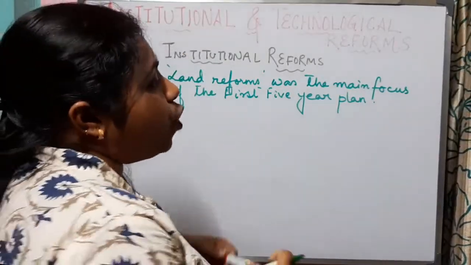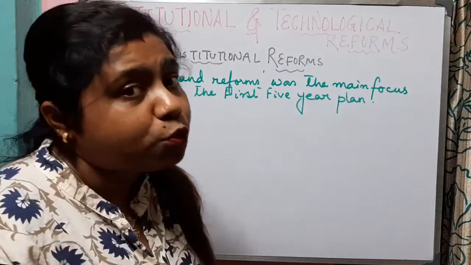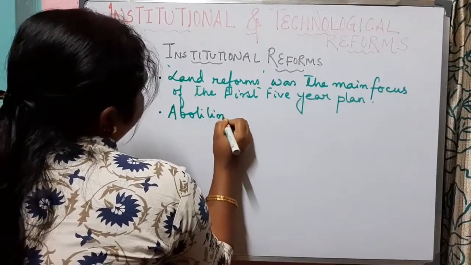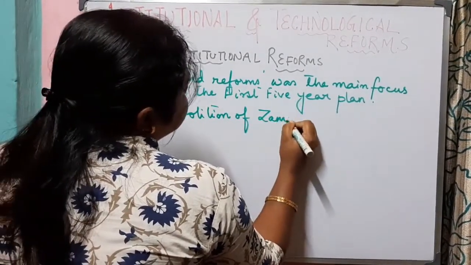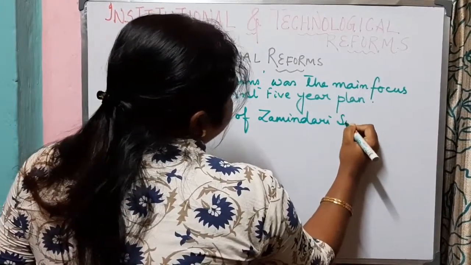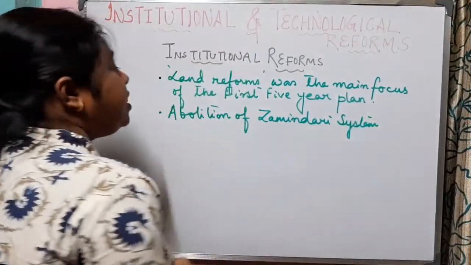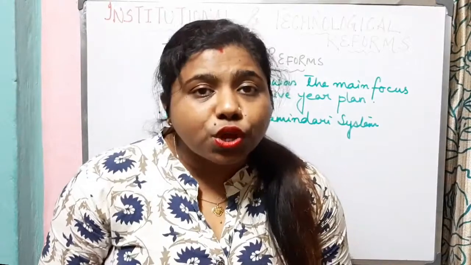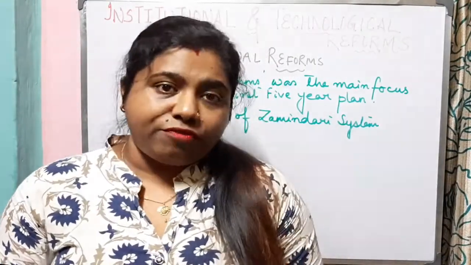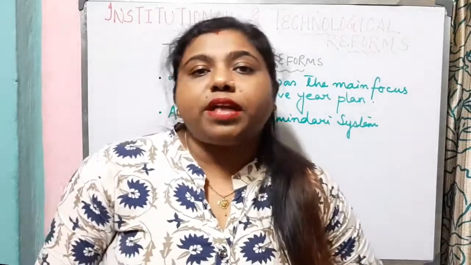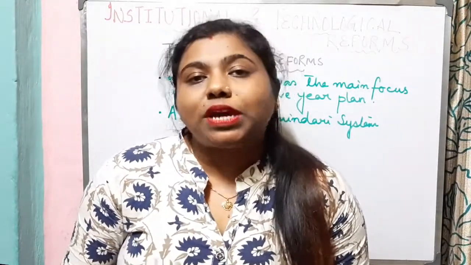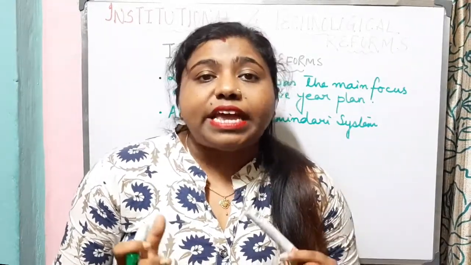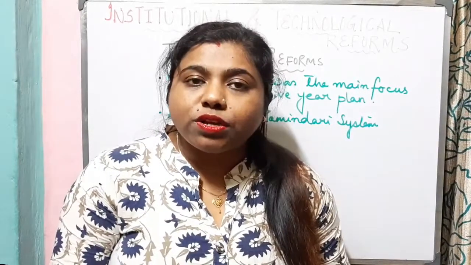Now under the land reforms, there were different institutional reforms which were introduced, and they are: number one, the abolition of zamindari system. Now what do you mean by zamindari system? At the end of the 18th century, the Britishers introduced the zamindari system for their own benefit. Who were the zamindars? The zamindars were the social elite class who had a right to collect the tax. Zamindars became landlords in perpetuity, and they were the intermediaries between the colonial rulers and the peasants.